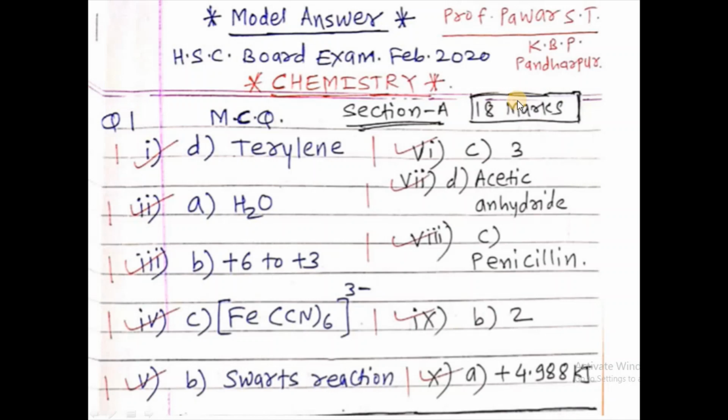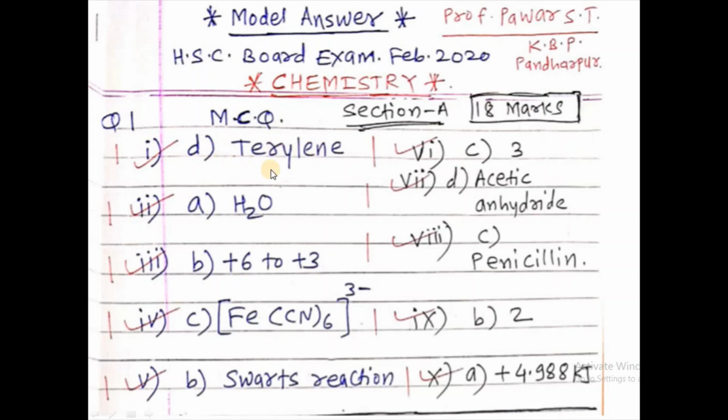The first question was to write the answers to the multiple choice questions, that is, select and write the correct answer of the following questions. The first was: identify the synthetic polymer amongst the following, and the correct answer is terylene, because the other options contain linen, jute, silk and terylene. Linen, jute, silk, these are natural polymers. Terylene is also known as a polyester, hence the correct option is D, terylene.